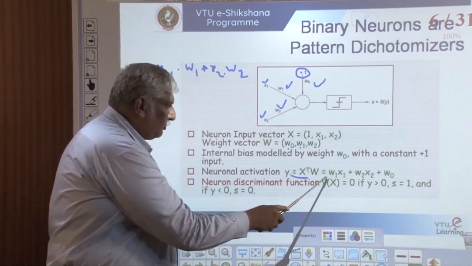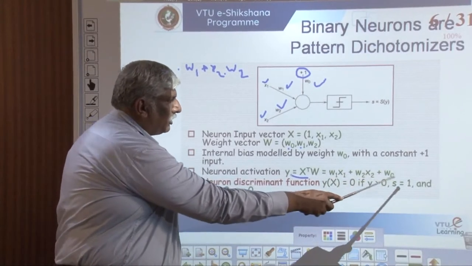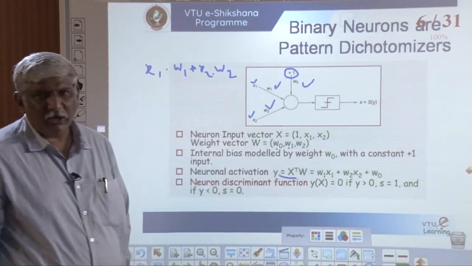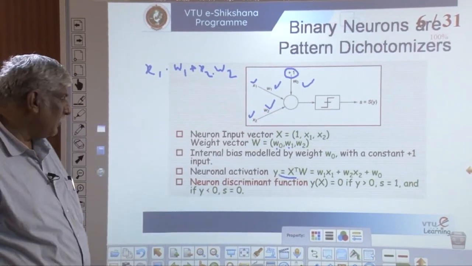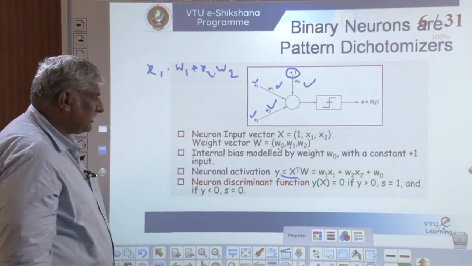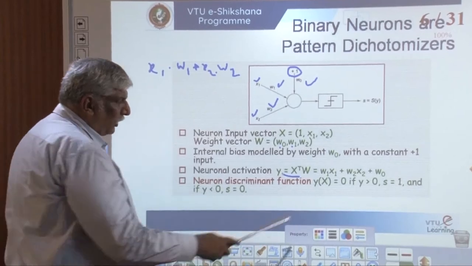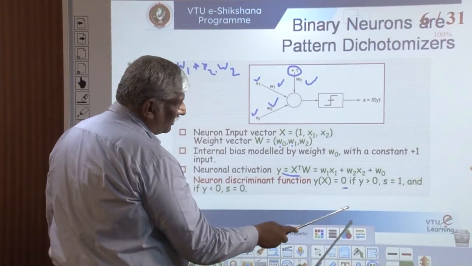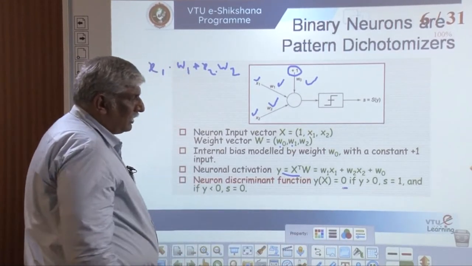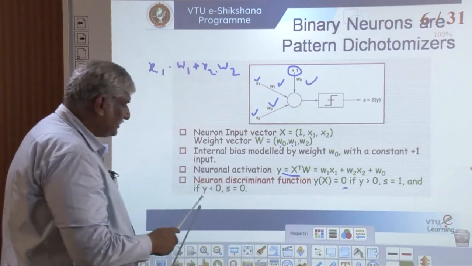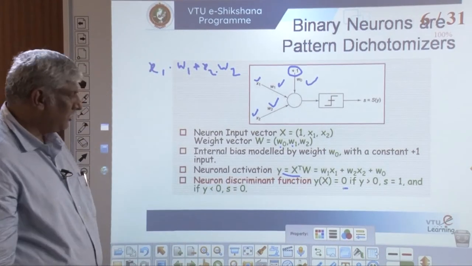So it is going to be W1 X1 plus W2 X2 plus W0 into 1, which is my input from the bias, right? And we are going to have the neuron discriminant function, where the y of x is going to be 0 if y is greater than 0 and s is equal to 1, and y is less than 0 when the value of s is equal to 0.